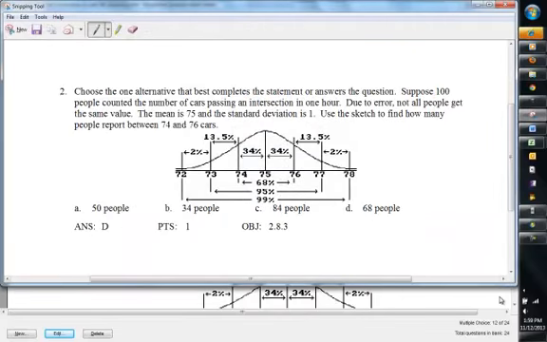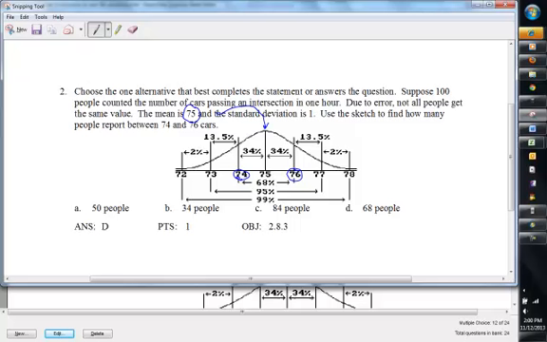Suppose 100 people counted the number of cars passing an intersection in an hour. Due to error, not all people get the same value. The mean of their counts is 75, and if you notice, that lands right here. The standard deviation is 1. In other words, 1 standard deviation below, those people counted 74. 1 standard deviation above, they counted 76.